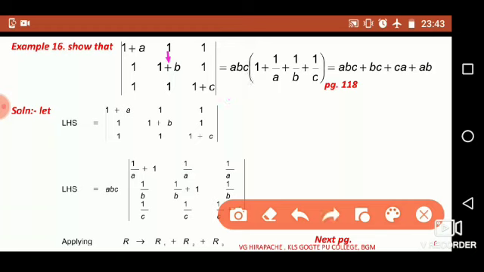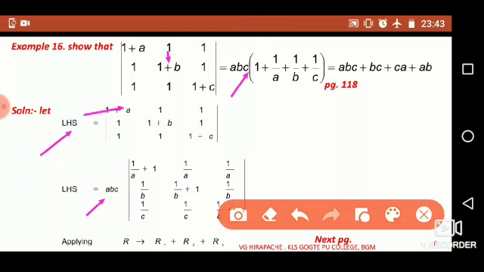Now let me begin with the left hand side of the determinant. The first row elements are 1 plus a, 1, 1; 1, 1 plus b, 1; 1, 1, 1 plus c. Since I want to get a factor like abc outside, let me take a, b, c along the first row, second row and third row respectively.